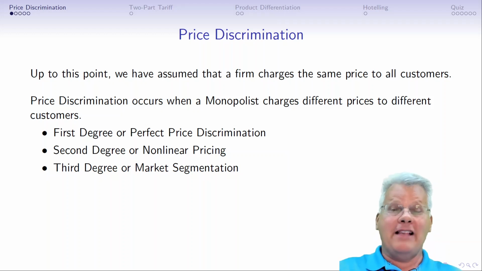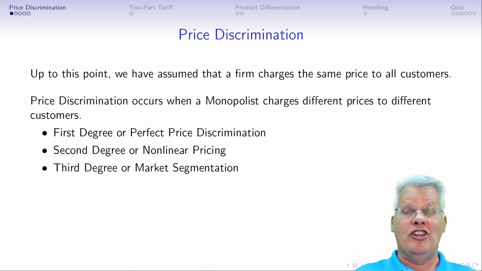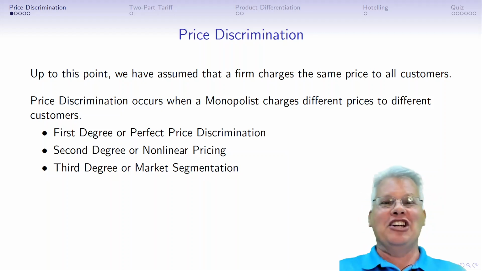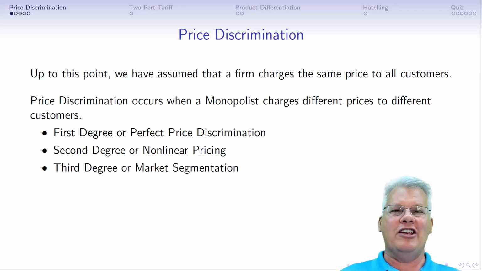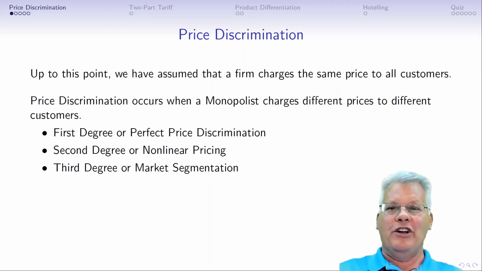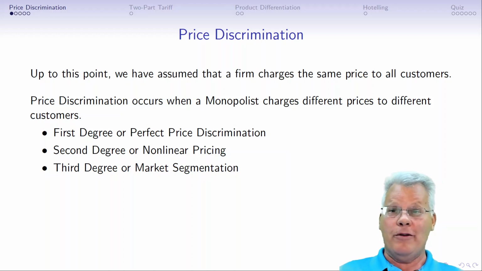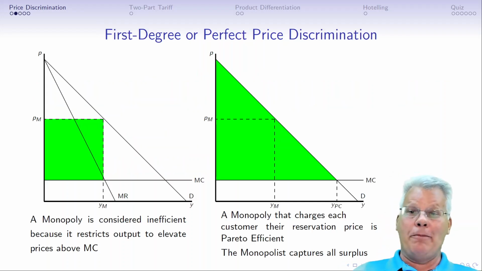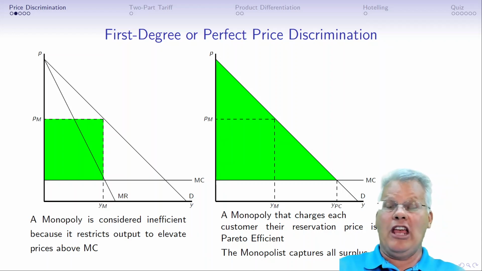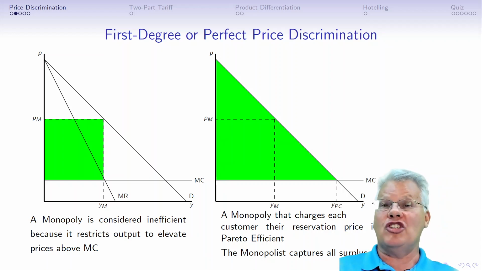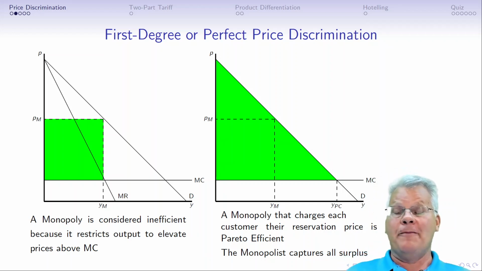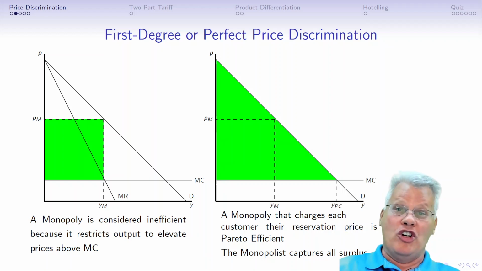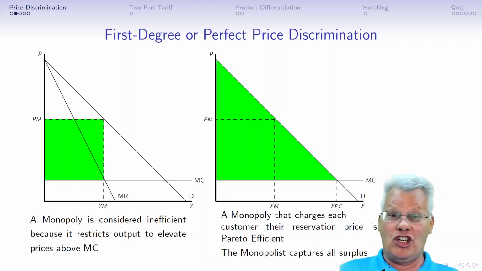There are three basic types of price discrimination, which some particularly unimaginative economists called first, second, and third degree price discrimination. But we'll attach more reasonable names to them as we get through them. First degree price discrimination we could think of as perfect price discrimination. It's the most extreme form of price discrimination, where the monopolist charges a different price to each consumer.